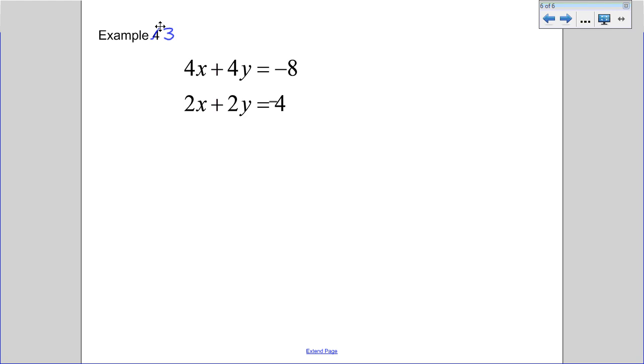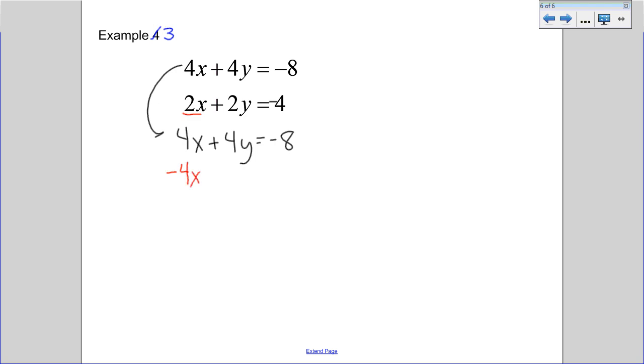All right, so ladies and gentlemen, can I make 2 into a 4? Yeah. But I don't want it to be a 4. What do I want it to be? A negative 4. So I want this equation to stay the same. We want this to be 4x plus 4y equals negative 8. We want that one to stay the same, correct? We want this to become a negative 4x, correct?